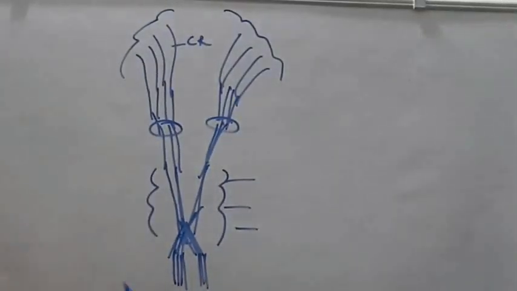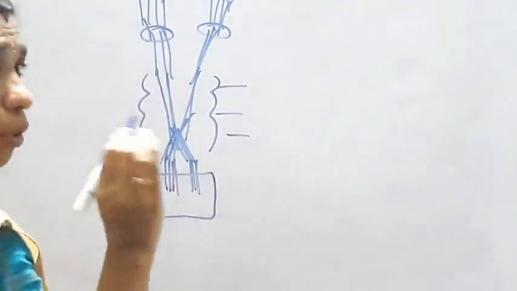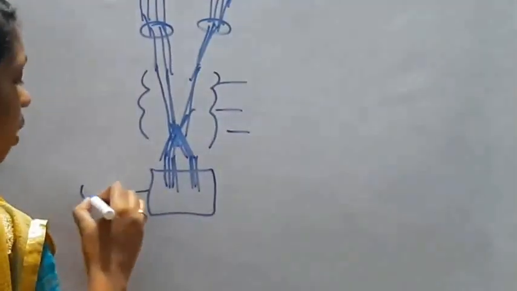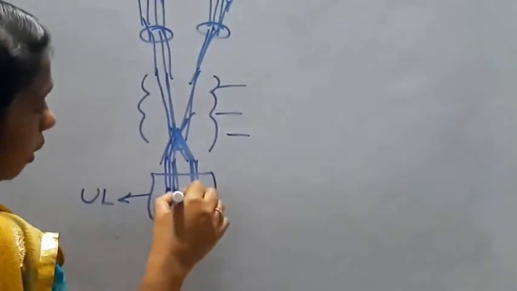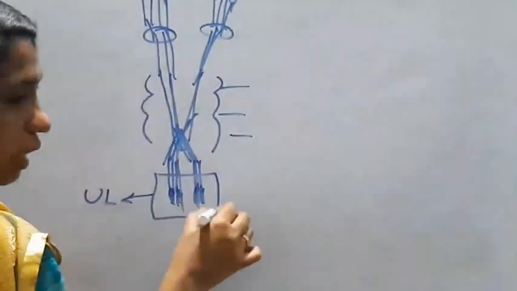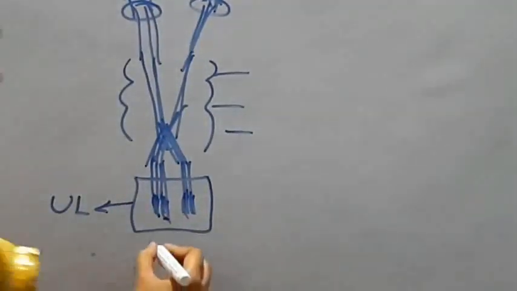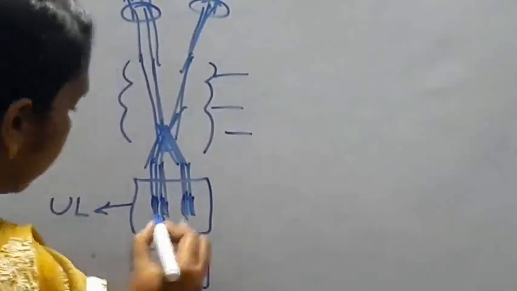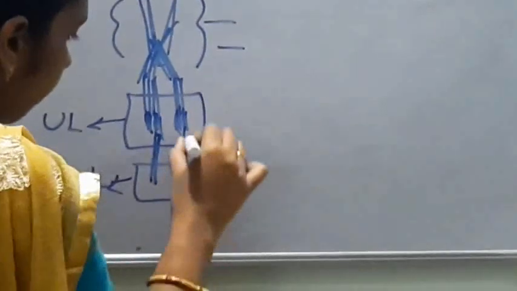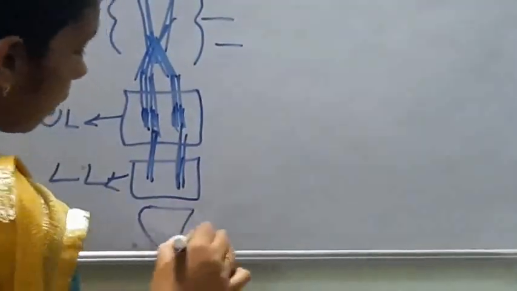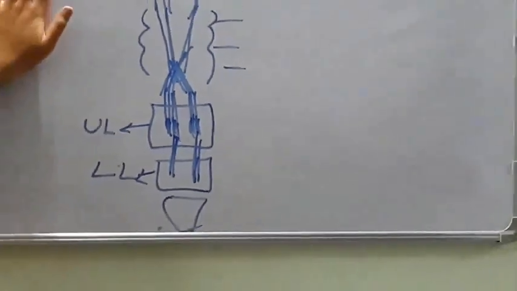In the spinal cord, suppose this is a segment of spinal cord which supplies the upper limb. Some of the parts of the tract decussate here, and it forms the lower motor neuron. And suppose this is the segment which supplies the lower limb. The rest of the fibers come and decussate here, and this is the last segment of the spinal cord. You understand this? This is the course of the pyramidal tract.